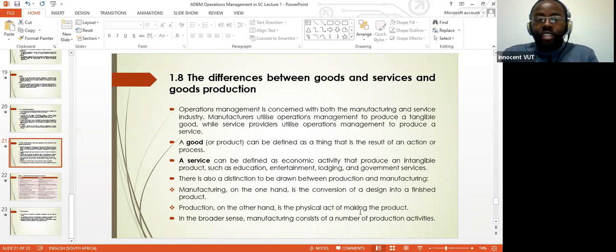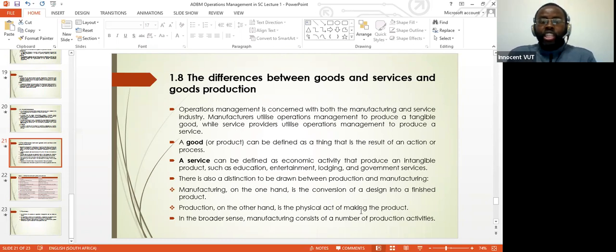We have education, it's a service. You won't be able to touch or see education. We have entertainment, we have lodging, we have government services, we have health services. All these are services. They are not tangible. You cannot touch them. But just know that there's education, there's entertainment.